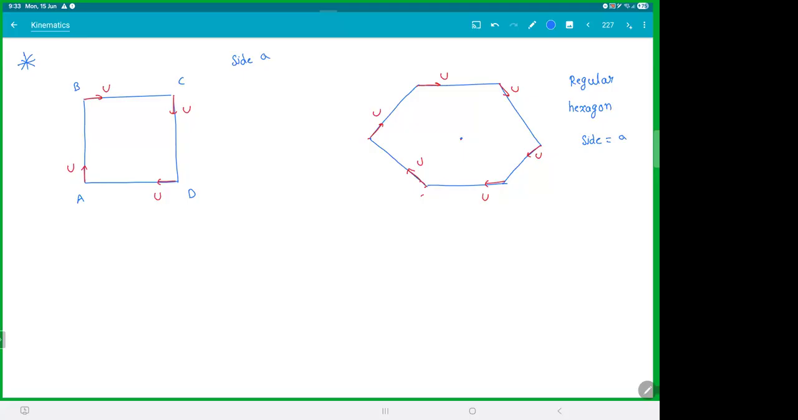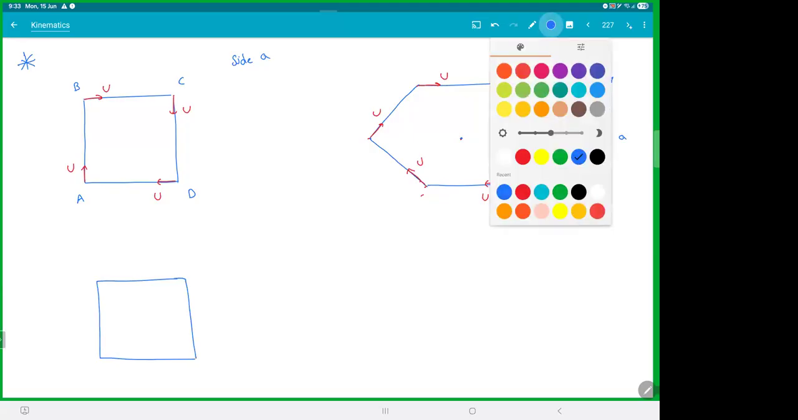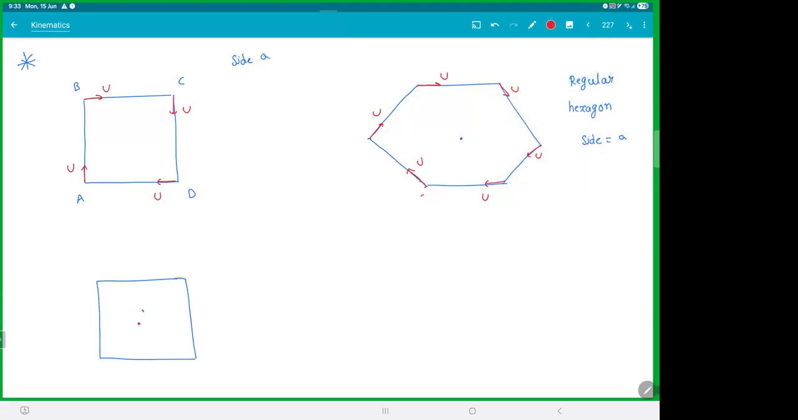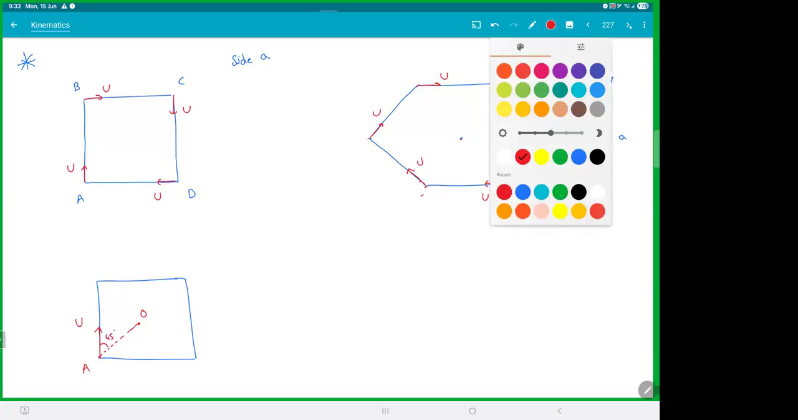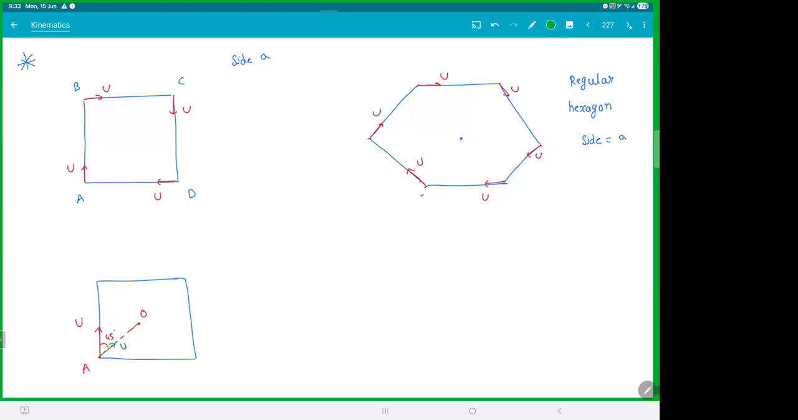Okay, let's see. So this is a square. First thing, where will they meet? Center. Initially, A was going this way with velocity u. So towards the center, what was the component? You can clearly see this angle is 45. So the speed towards the center is u cos 45.